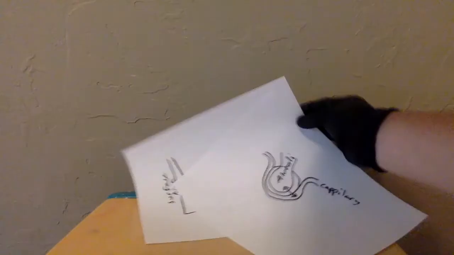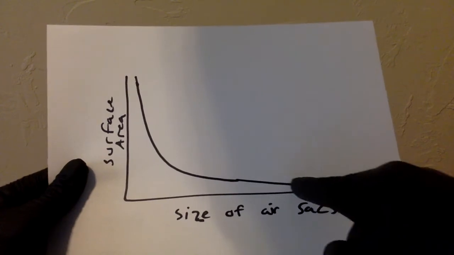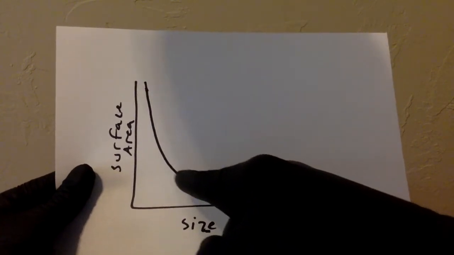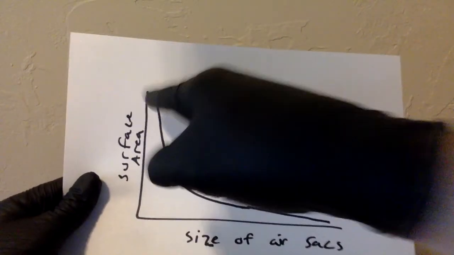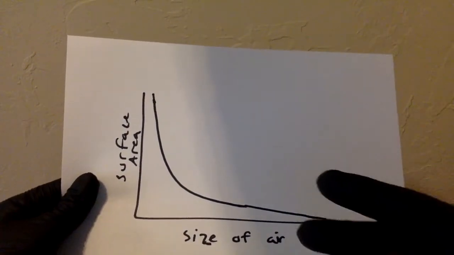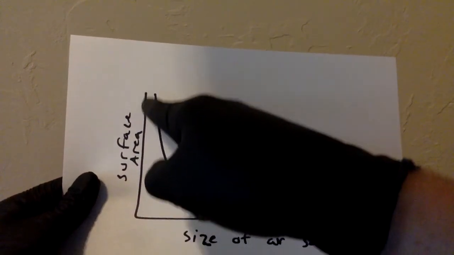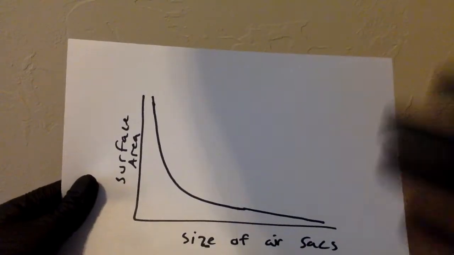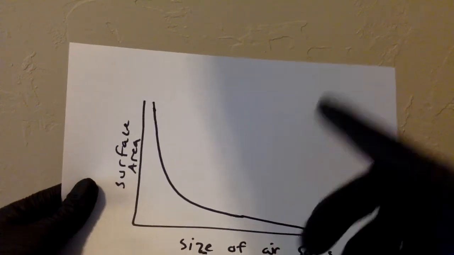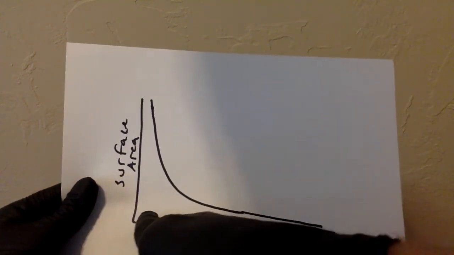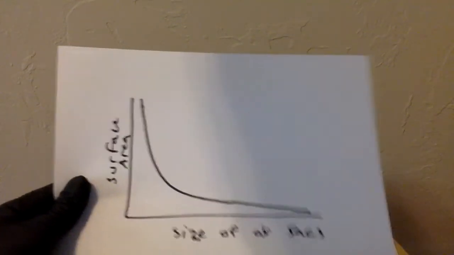So let's take a look at a graph. As the size of the air sacs goes down, notice the surface area begins to go up exponentially. So to get enough surface area folded into our thoracic cavity, enough surface area to cover a tennis court, how are we going to do that? Well, the air sacs have to be so tiny. How tiny are they? Well, the best way to think about it is there are 700 million inside of your thoracic cavity. So we're talking way down here, and that gives us an exponentially high surface area.